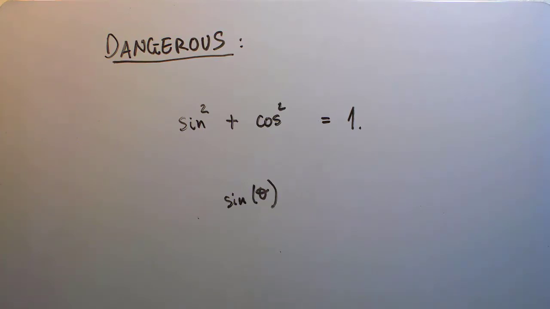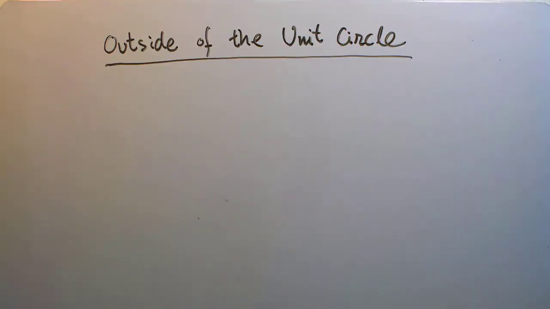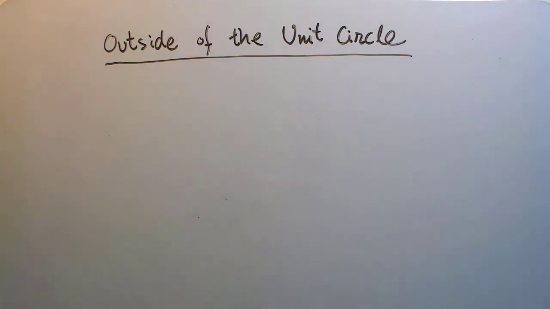And then throughout the quarter, I will be pointing out other mistakes, other dangerous habits that I highly recommend you stay away from. But for now, these are about all we have. And now we are ready to look at what happens when we're outside of the unit circle.